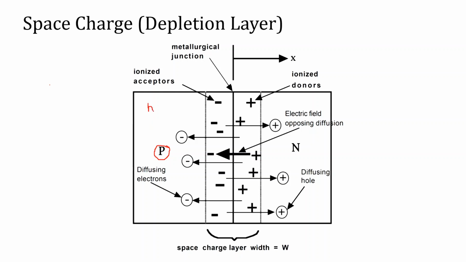So holes are in majority here and electrons are in minority. Similarly, on the N side, we discussed that electrons are in majority and holes are in minority.